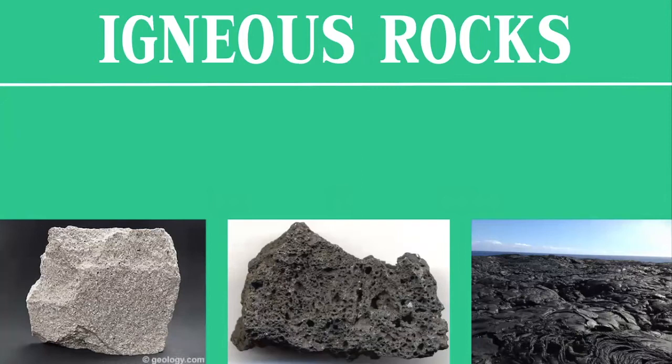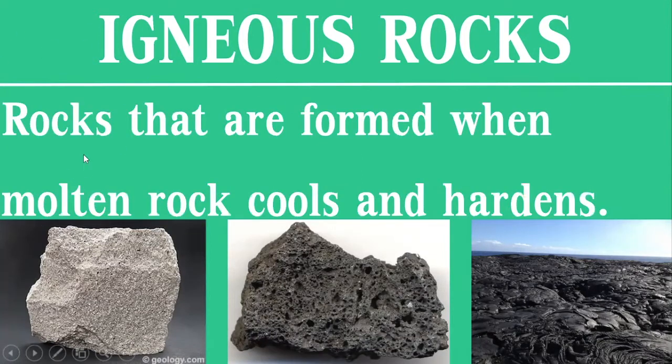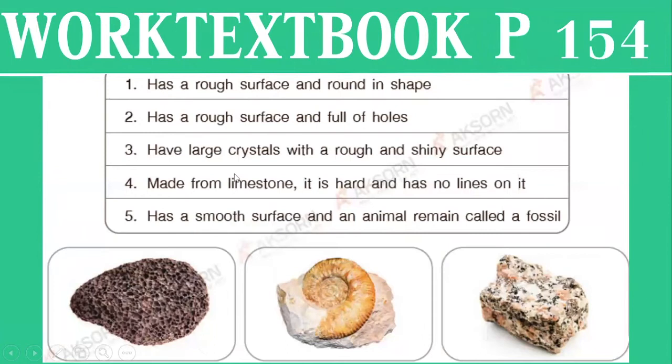And igneous rocks. Repeat after me. Igneous rocks. Rocks that are formed when molten rock cools and hardens. Repeat after me. Rocks that are formed when molten rock cools and hardens. All right. It's igneous rock. And we watched some video again about igneous rocks, and we made some exercise on page 154.